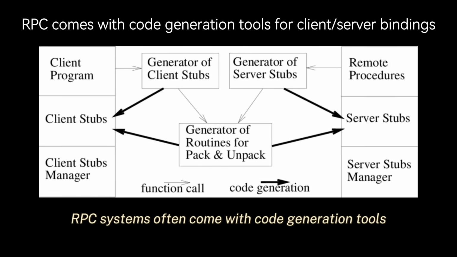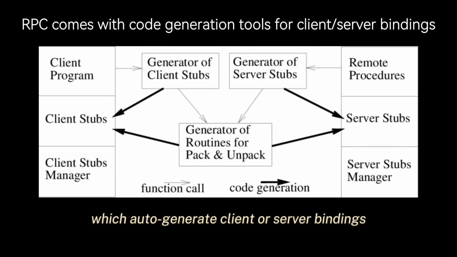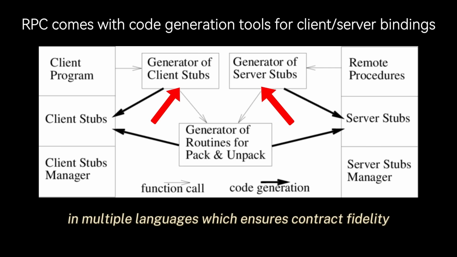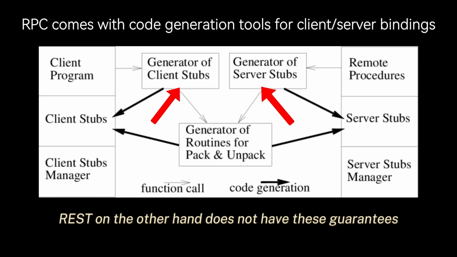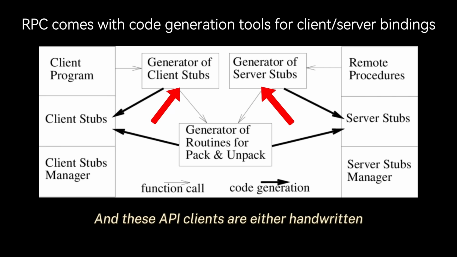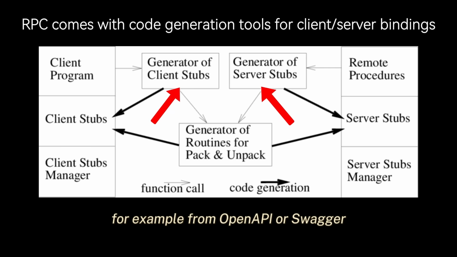RPC systems often come with code generation tools, which auto-generate client or server bindings in multiple languages, which ensures contract fidelity and also reduces boilerplate. REST, on the other hand, does not have these guarantees, and these API clients are either handwritten or generated with looser schema validation, for example from OpenAPI or Swagger. And this can result in inconsistencies as well as runtime errors.